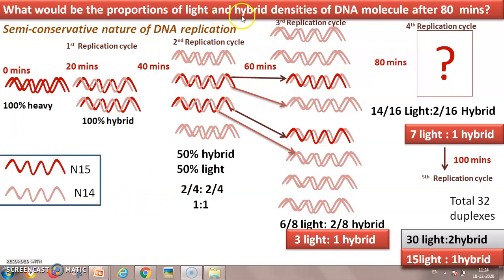And if light and hybrid is asked, always mention light first. If you mention 2:30 and leave, the answer may be wrong. Otherwise, you should mention 2 hybrid is to 30 light, like that. So be careful on that.